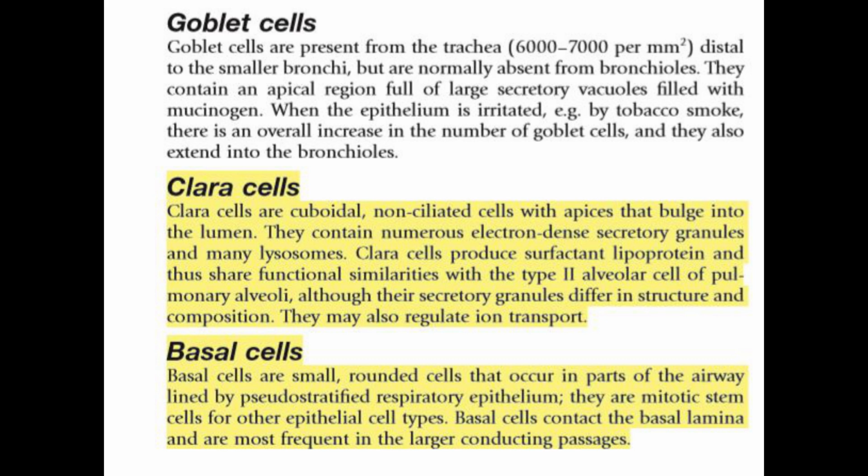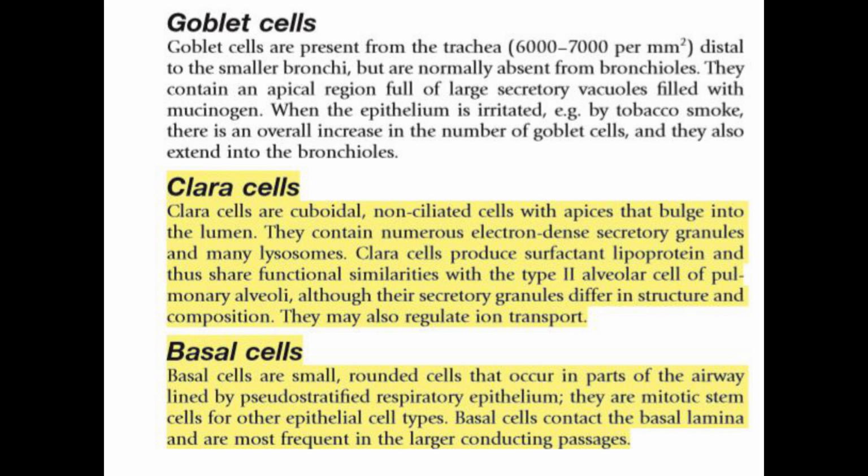The Clara cells. Clara cells are cuboidal, non-ciliated cells with apices that bulge into the lumen. They contain granules, mostly lysosomes. They produce surfactant lipoprotein and share functional similarities with type 2 alveolar cells. They also regulate ion transport. So basically, the job of the Clara cells is to prevent friction.